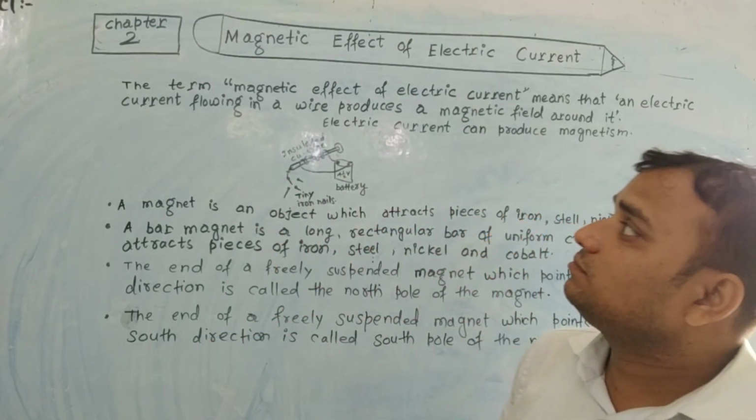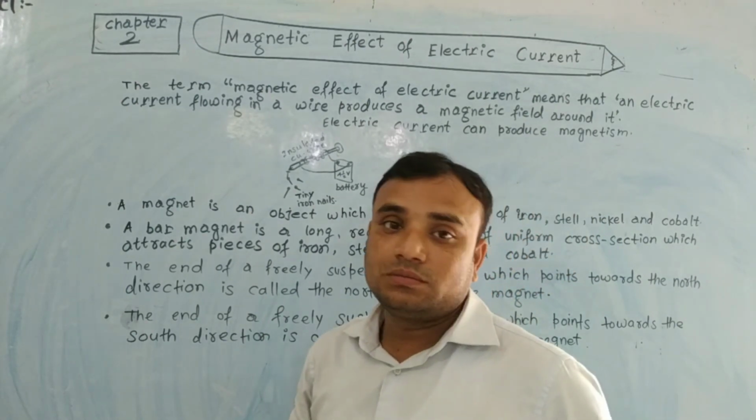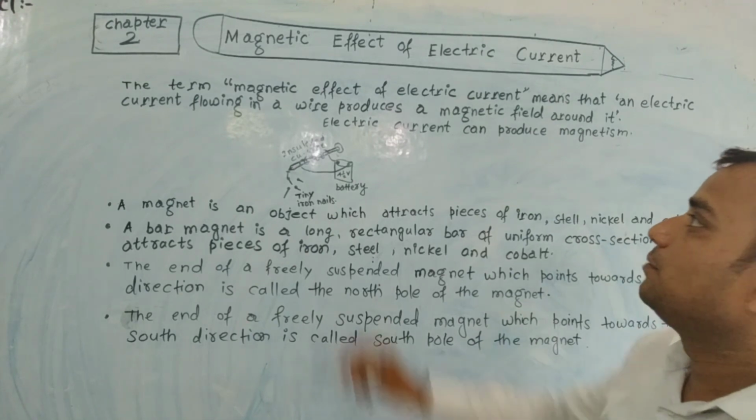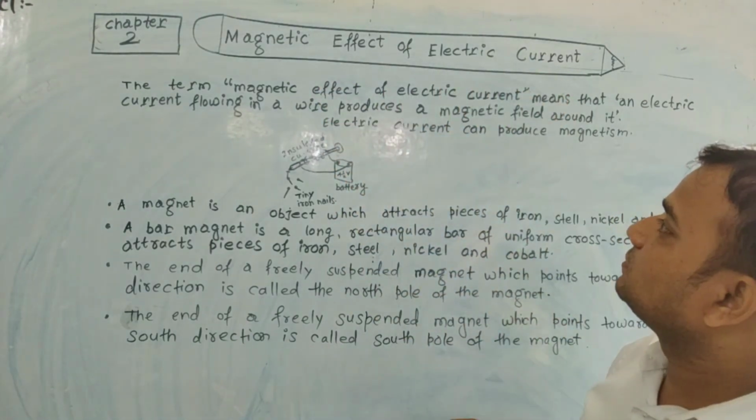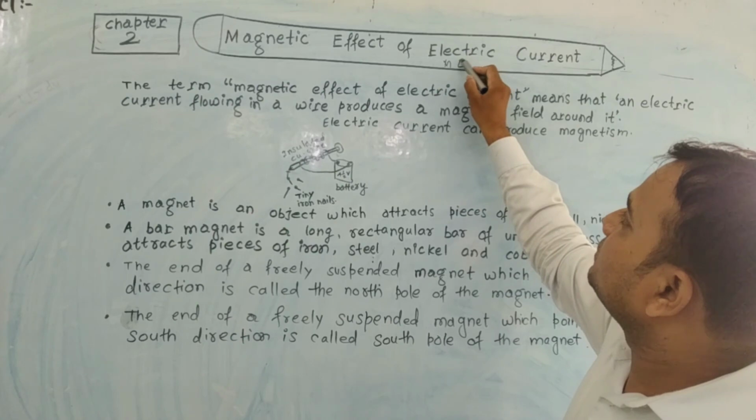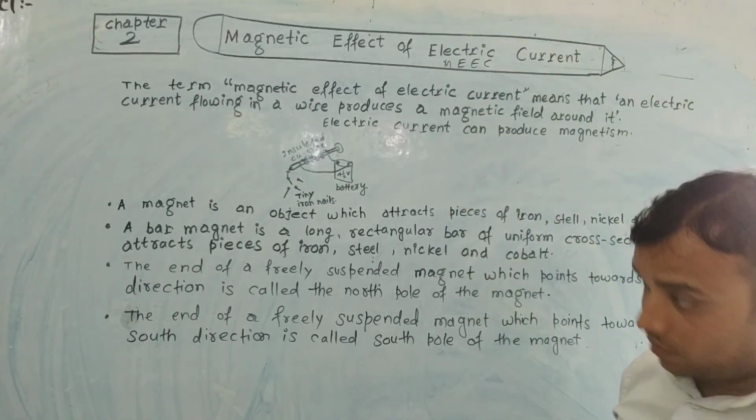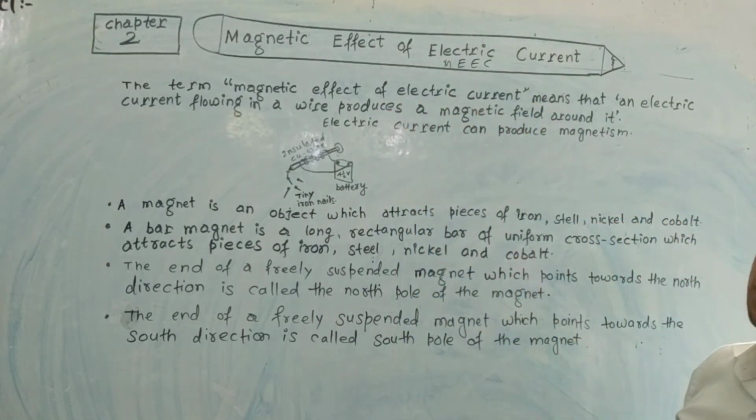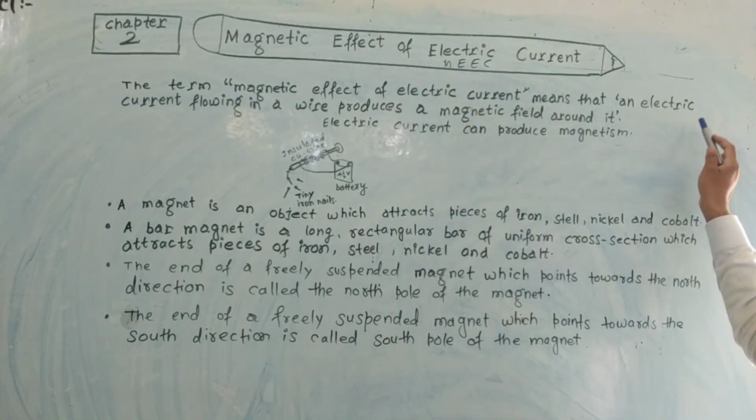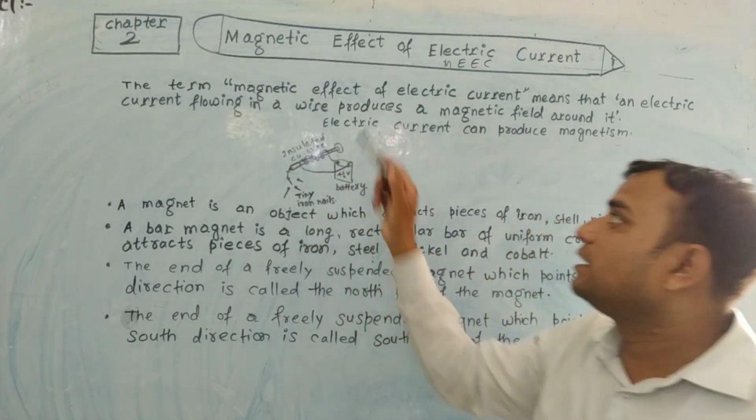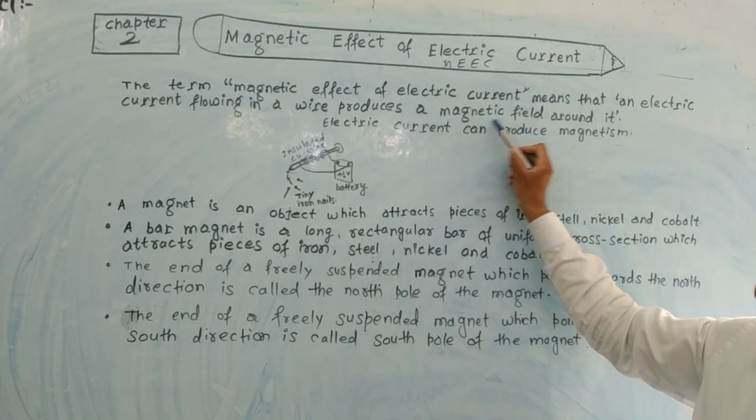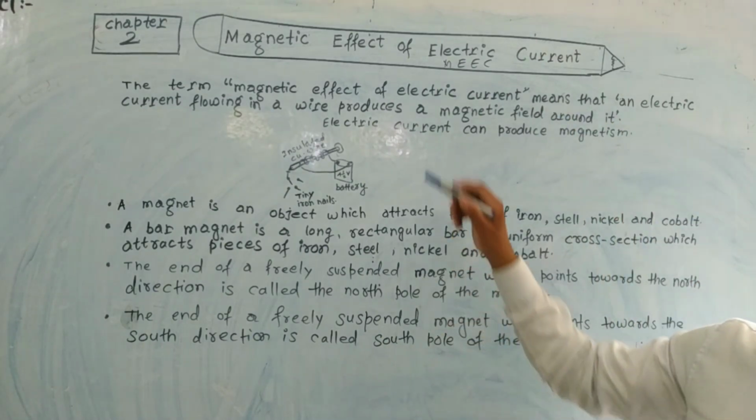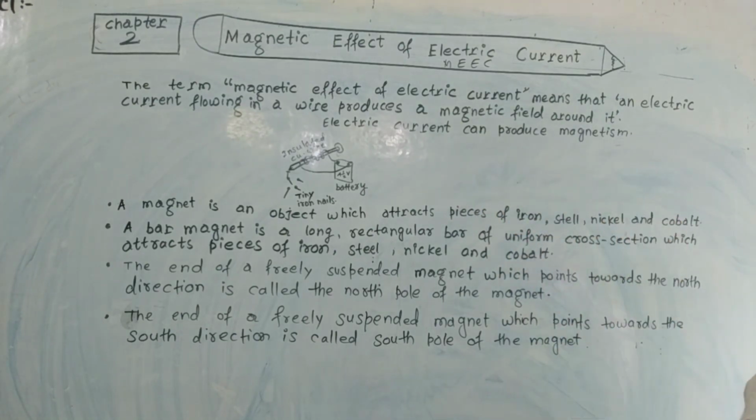Today we are discussing chapter 2 of Class 10, Magnetic Effect of Electric Current, that means MEEC. The term magnetic effect of electric current means that an electric current flowing in a wire produces a magnetic field around it. Dear students, that means electric current can produce magnetism.